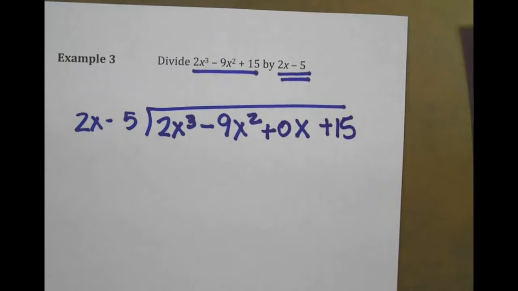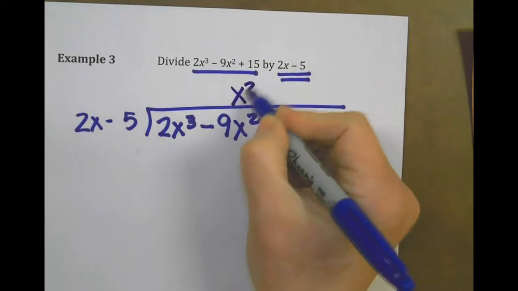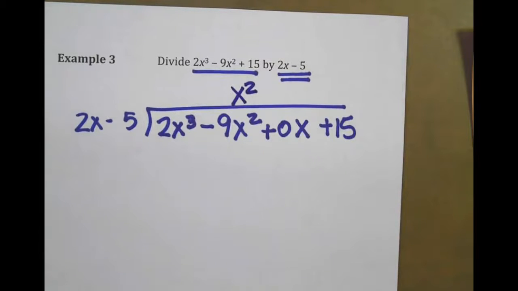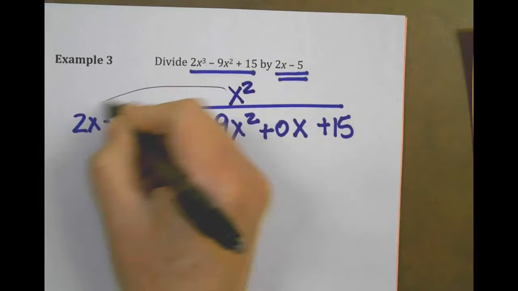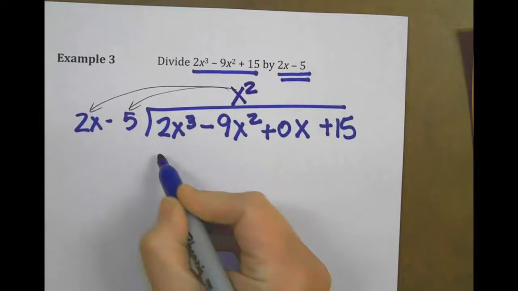Hold on. I already have a 2, so I don't need to multiply by a 2. I just need to multiply by x squared. And I'm going to multiply the x squared times that term and times that term.